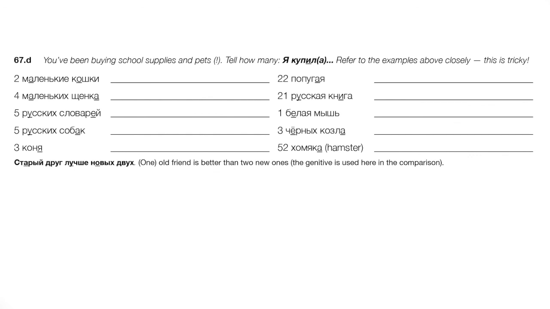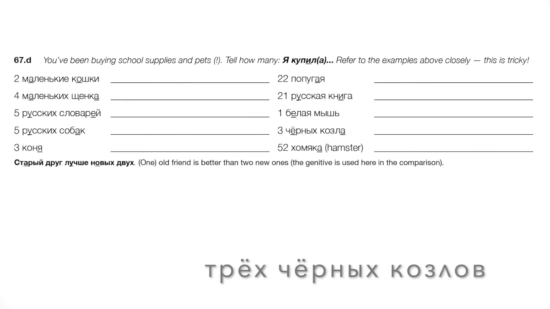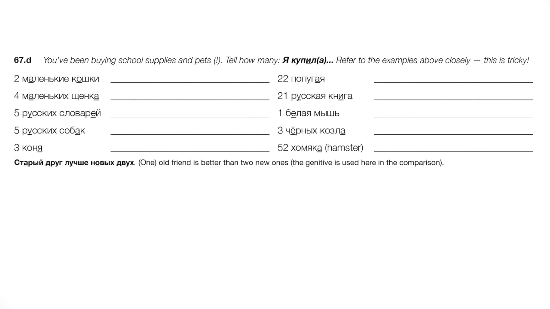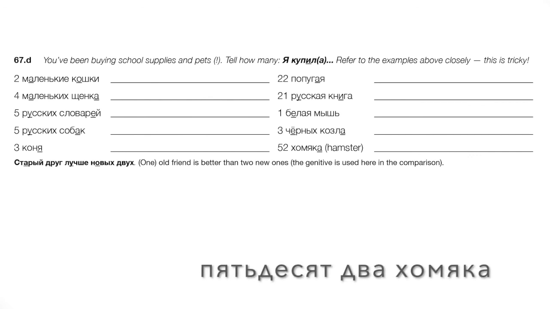Okay, number one, I bought one white mouse. Я купил одну белую мышь. Okay, that's predictable, right? Just putting it into the feminine accusative, singular. I bought 3 black goats. Okay, that's animate, right? 2, 3, 4. That's all going into the genitive here in what is actually the accusative. Я купил 3 черных козлов. Right, again, we need genitive plural now. And I bought 52 hamsters. Я купил 52 хомяка.